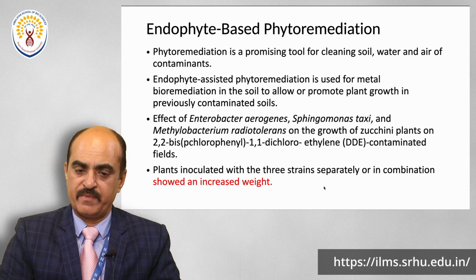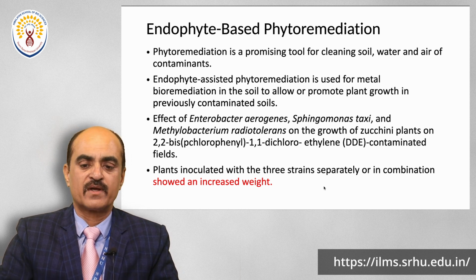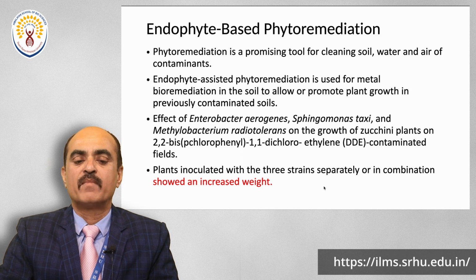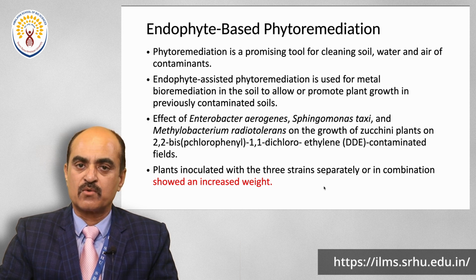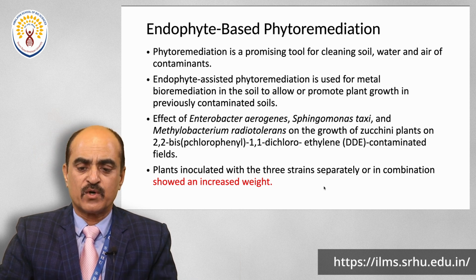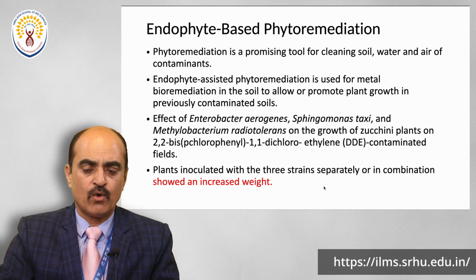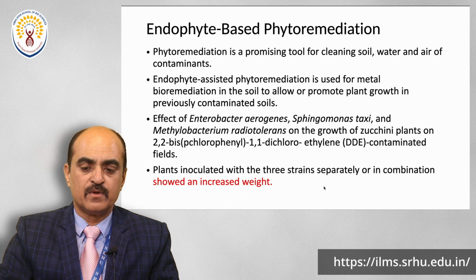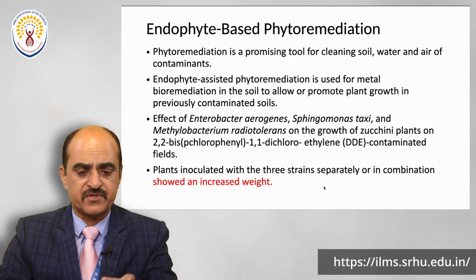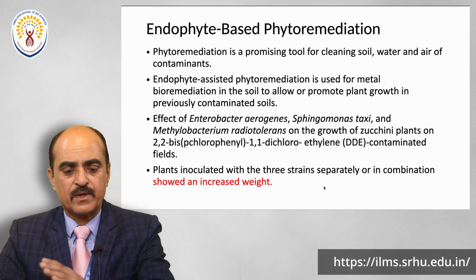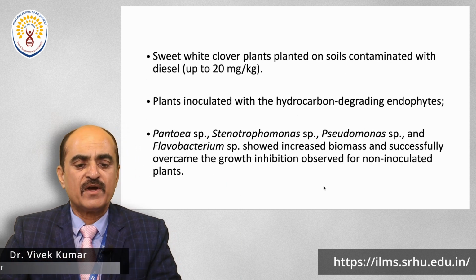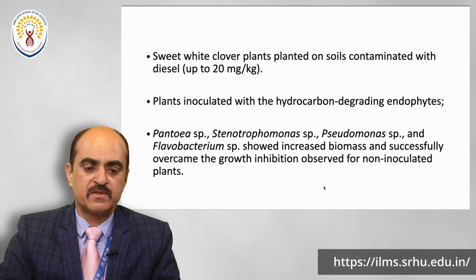Now, if we discuss the endophyte based phytoremediation. So, phytoremediation is a promising tool for cleaning soil, water, air, and endophyte assisted phytoremediation is used for metal bioremediation in the soil to allow or promote plant growth in previously contaminated soil. So, people have observed the effect of Enterobacter, Sphingomonas, Methylobacterium on the growth of zucchini plants on DDE contaminated fields. So, plants inoculated with 3 strains as we discussed before, singly or in combination, they have shown enhanced weight of the host plant.